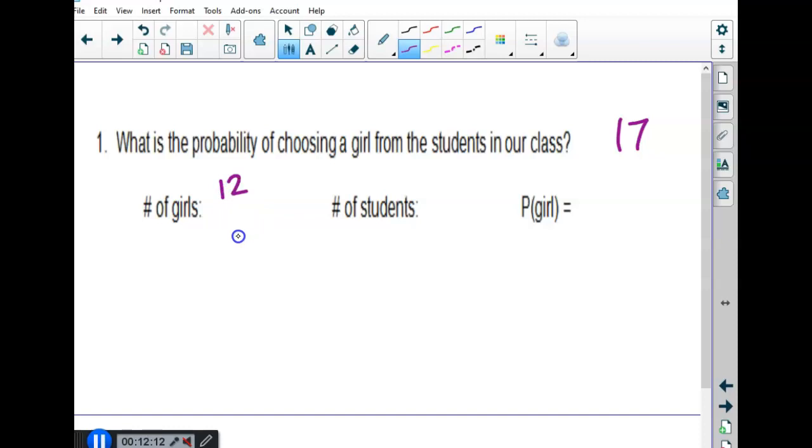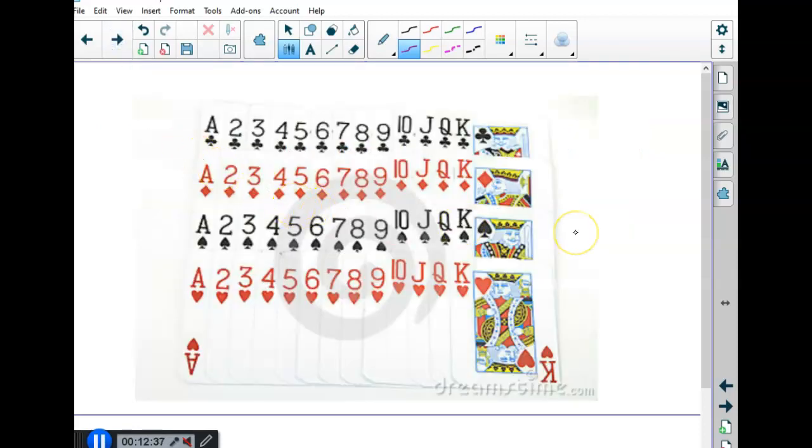And I know this is not gender appropriate anymore. I apologize, but they do this all the time. So if we have 12 girls out of 17 students, what is the probability that we pick a girl in our class? 12 out of 17. Okay, any questions there? I apologize for the not appropriate question.